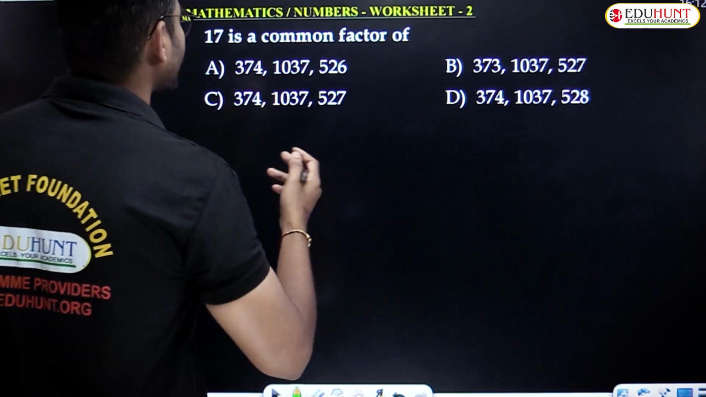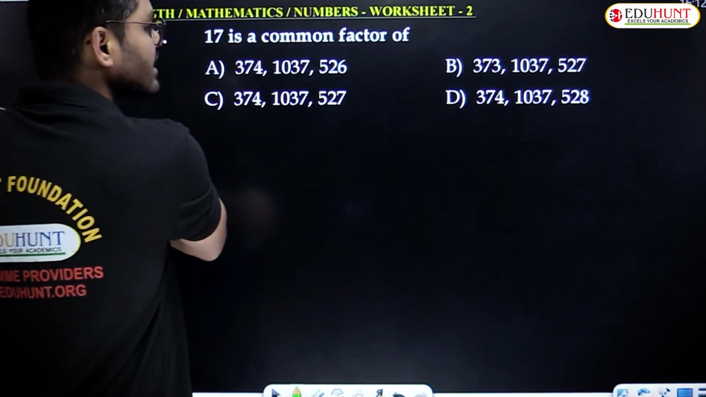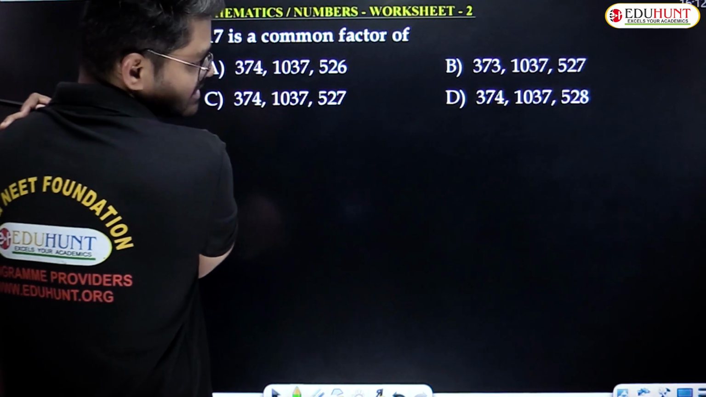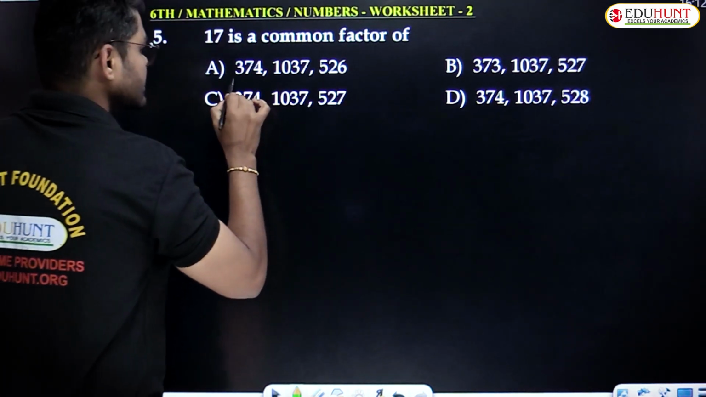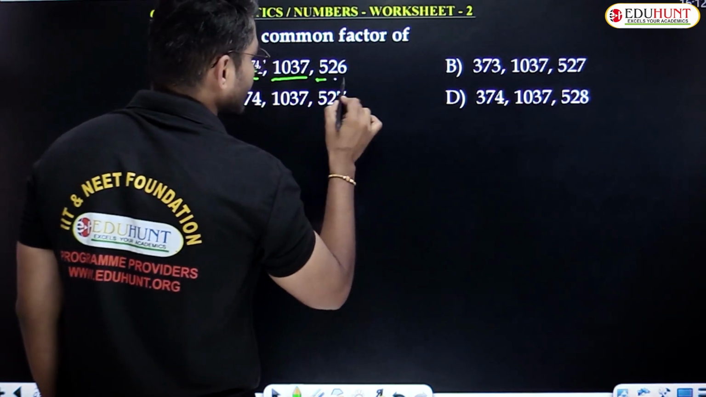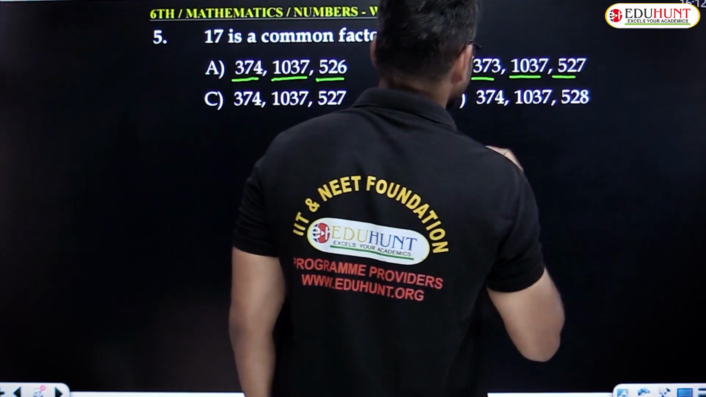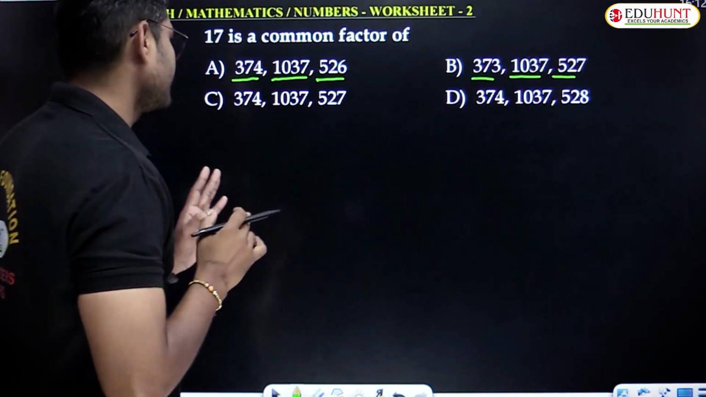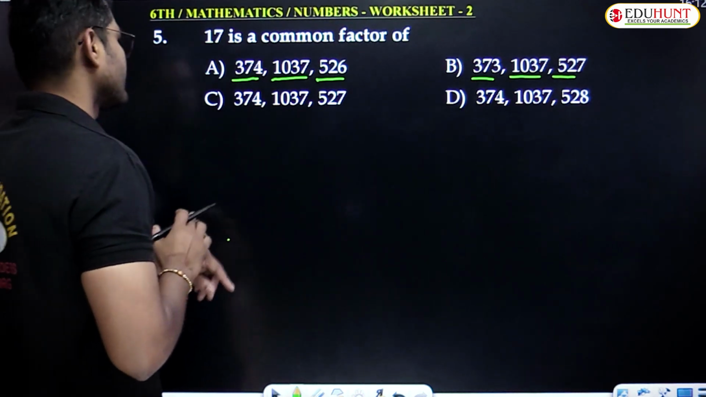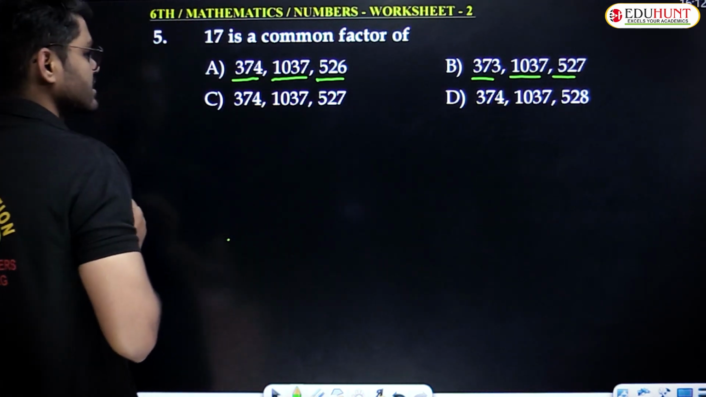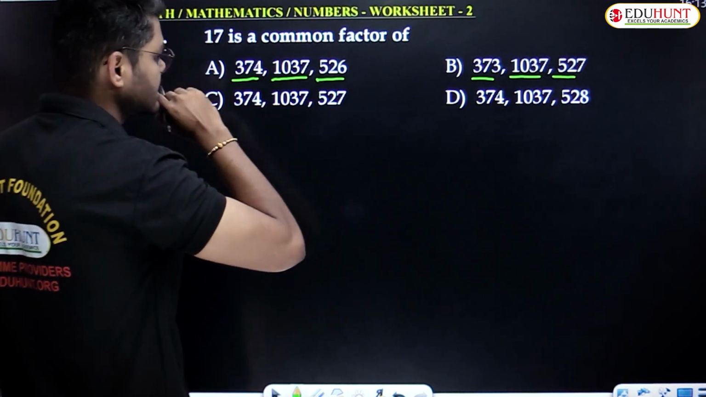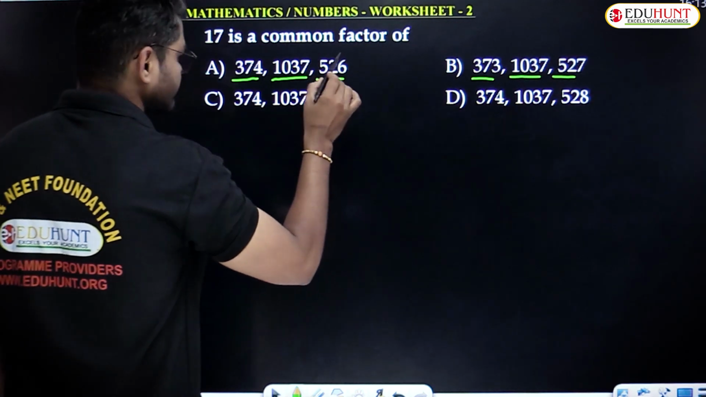17 is a common factor of. Okay, let's check one by one. 17 is a common factor of 374, 1037, 526. Here 373, 1037, 527. Here different numbers are given. We have to check one by one. In the first option 374 and 1037 and 527. Let's check one by one.